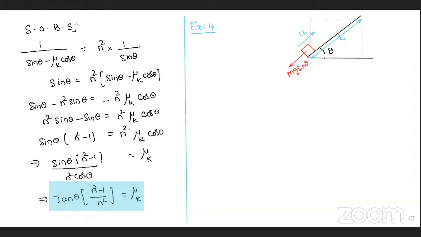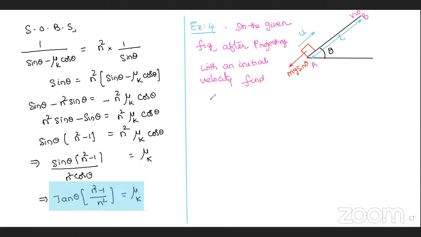Okay, it is the length of the inclined plane, right? Here, suppose it is projected from the bottom A just to reach the top. Just to reach means, keep in mind, final velocity is equal to 0. If it reaches, find, in the given figure, after projecting with an initial velocity, the time taken to reach the top.